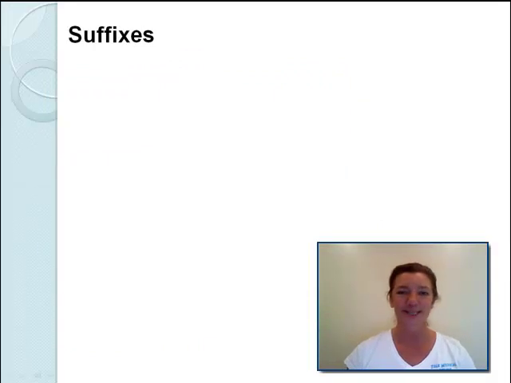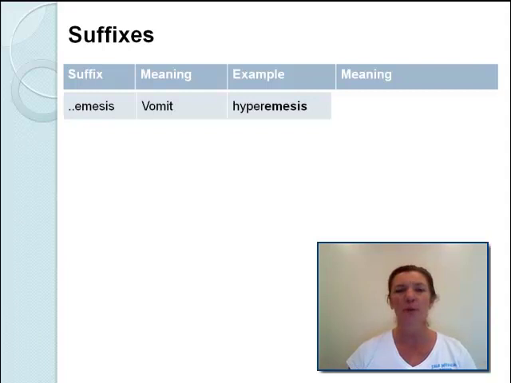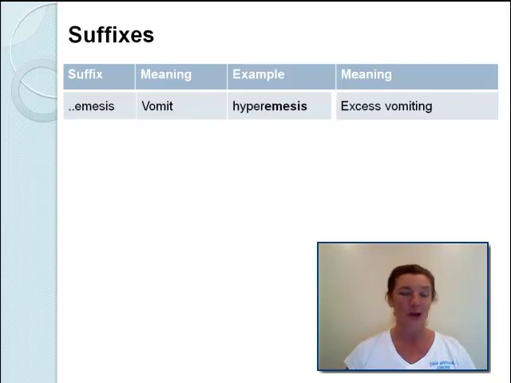Time to look at some suffixes. Our first one is emesis. Emesis means vomit. So if a patient has hyperemesis, they will have excess vomiting. In pregnancy, for example, many women get morning sickness when they feel sick and may actually vomit, though it can actually occur any time during the day, but some will have excess vomiting, hyperemesis, and really can't hold anything down. There are other reasons for having excess vomiting too.